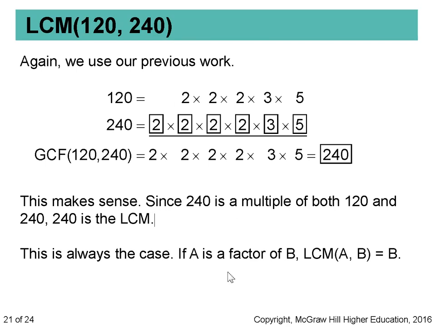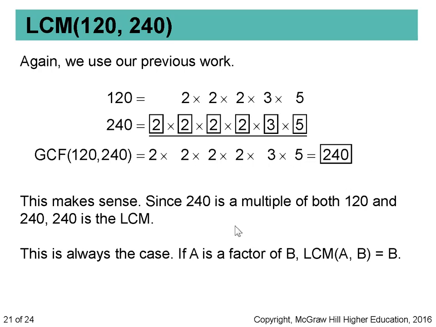Now let's look at 120 and 240. I do the same thing. I line up, I bring every number down. Notice my maximum number of 2's is 4. I have 4 2's. My maximum number of 3's is 1. Maximum number of 5's is 1. And I line all those up and I get 240.